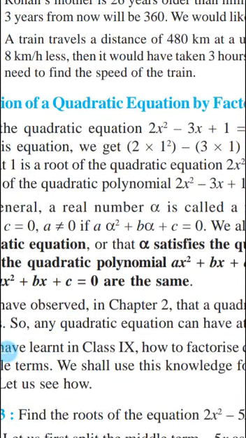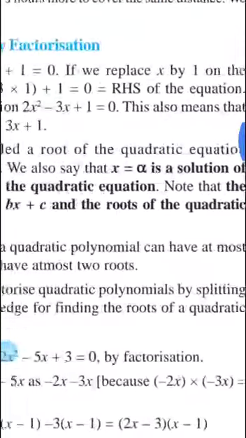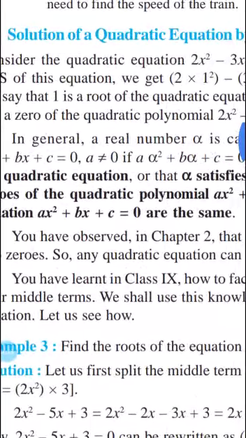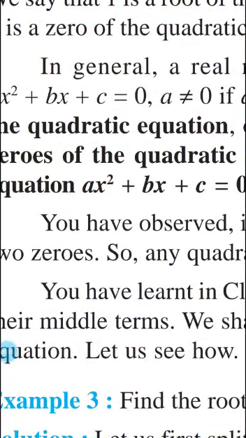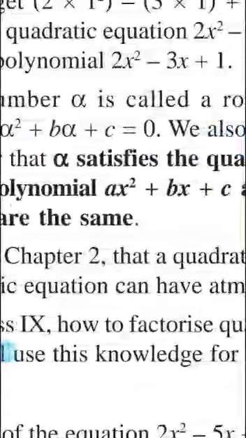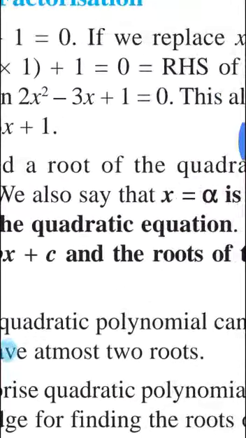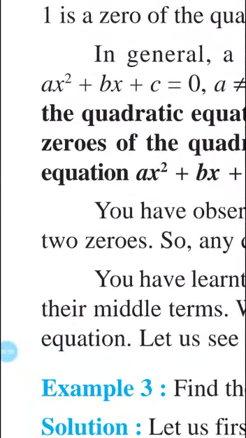But now in this class we will learn factorization as follows. Suppose we say that a real number alpha is called the root of the quadratic equation ax square plus bx plus c is equal to 0, where we know that a is not equal to 0, if a alpha square plus b alpha plus c is equal to 0. Is that okay? We also say that x is equal to alpha is a solution of the quadratic equation.